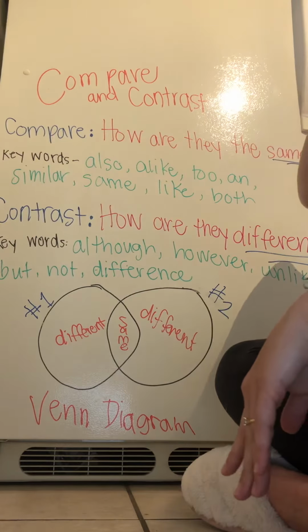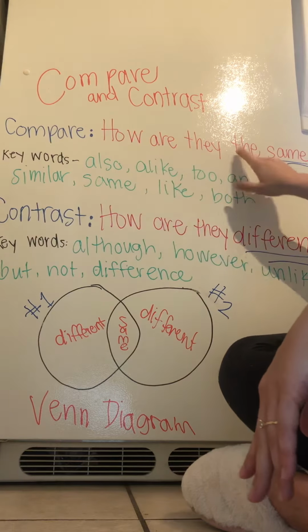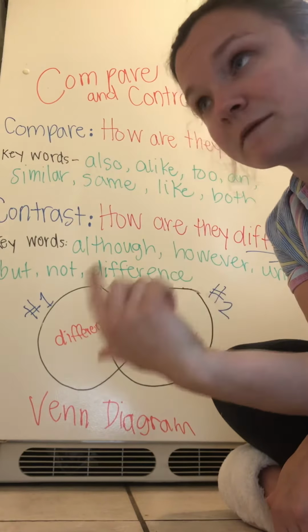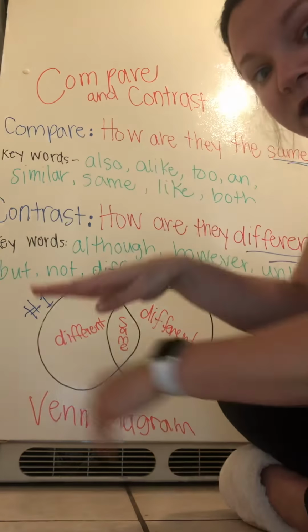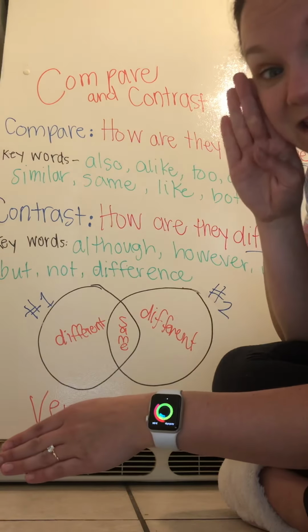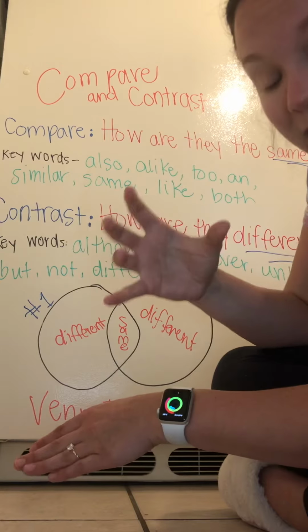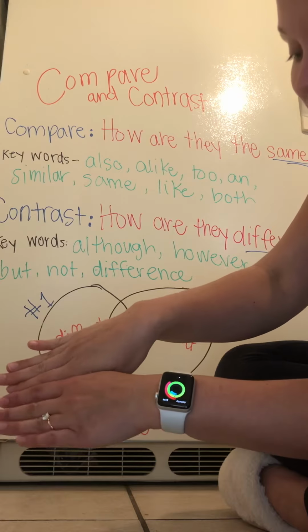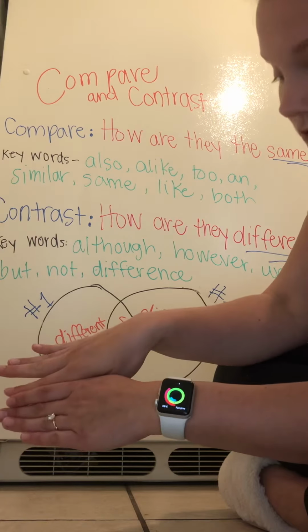When you're comparing two things, you're thinking about how they are the same. You may remember a hand motion that you learned with myself or maybe Miss McEwen and Miss Brown. When we compare things, we're thinking about how they are the same. So when you think about the word compare, I want you to show the hand motion with both your hands up like this. They look the same, right?